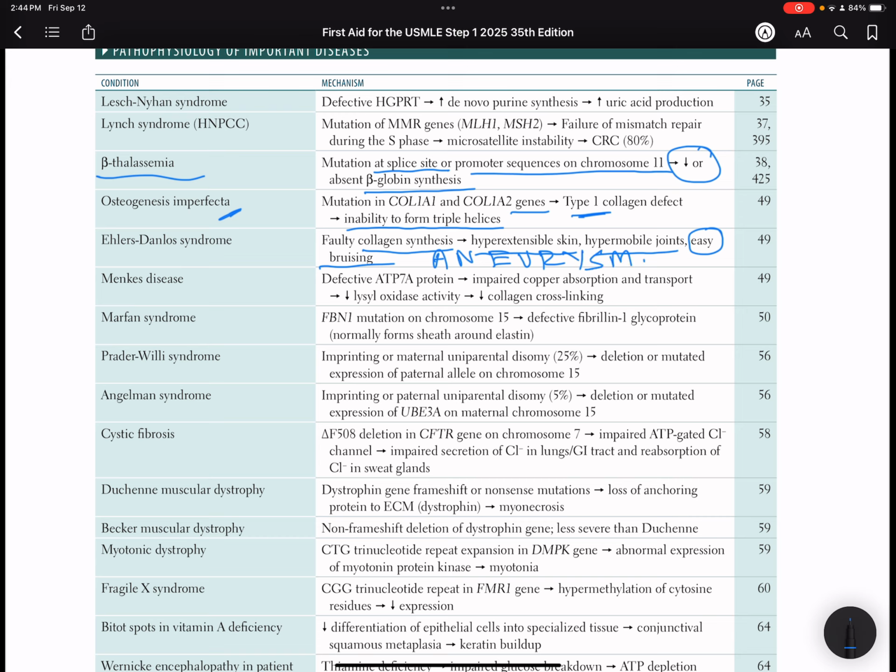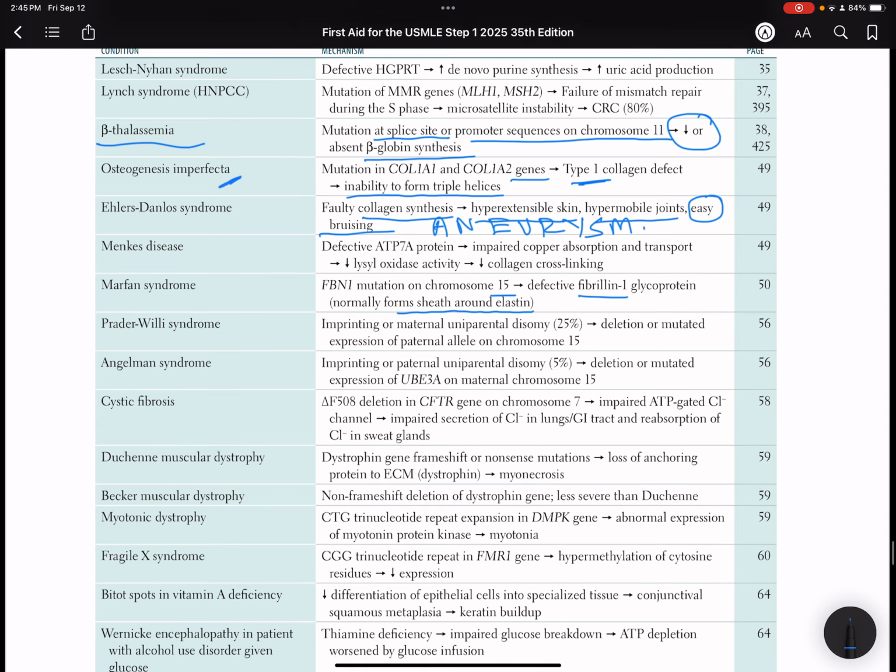What is Menkes disease? Defective ATP7A protein, impaired copper absorption and transport, which leads to decreased lysyl oxidase activity, decreased collagen cross-linking. What is Marfan syndrome? Marfan syndrome is FBN1 mutation on chromosome 15. Defective fibrillin 1 glycoprotein normally forms a sheath around elastin, but in Marfan that is absent, that is defective. So there is no sheath around elastin.